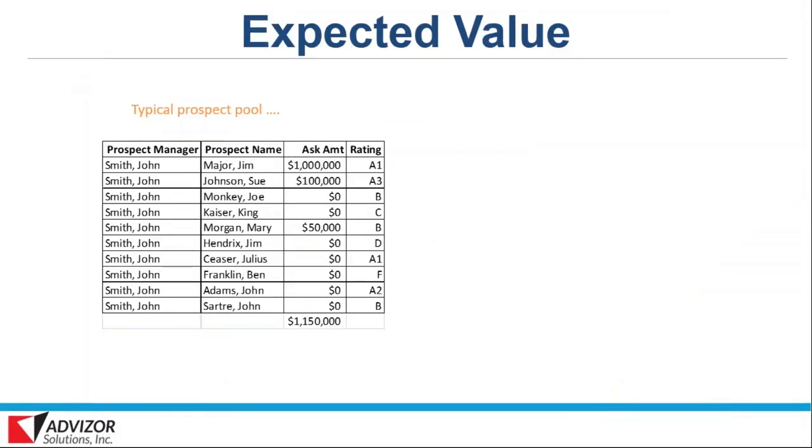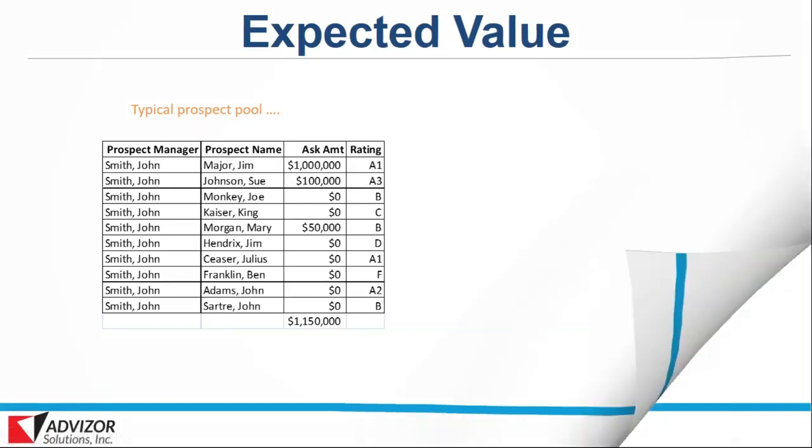So say I'm a prospect manager named John Smith, and I've got here 10 prospects, Jim Major, Sue Johnson, here they are. I've got three asks out. I've got a $1 million ask to Jim Major, $100,000 to Sue Johnson, and $50,000 to Mary Morgan, totaling $1,150,000. And these prospects all have ratings, and ratings come in different forms. Sometimes they're A1, A3, sometimes it could be numbers. So let's see what we do with this.